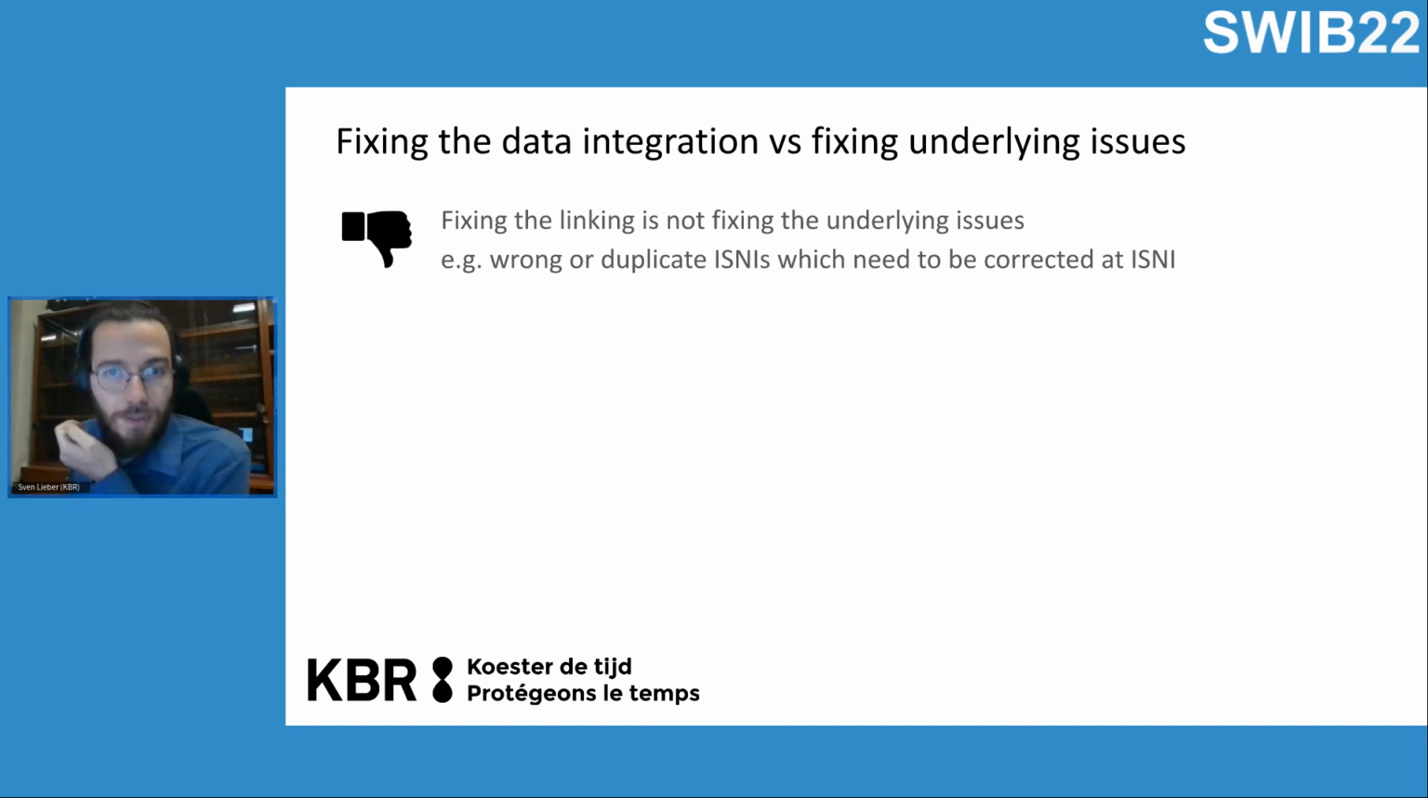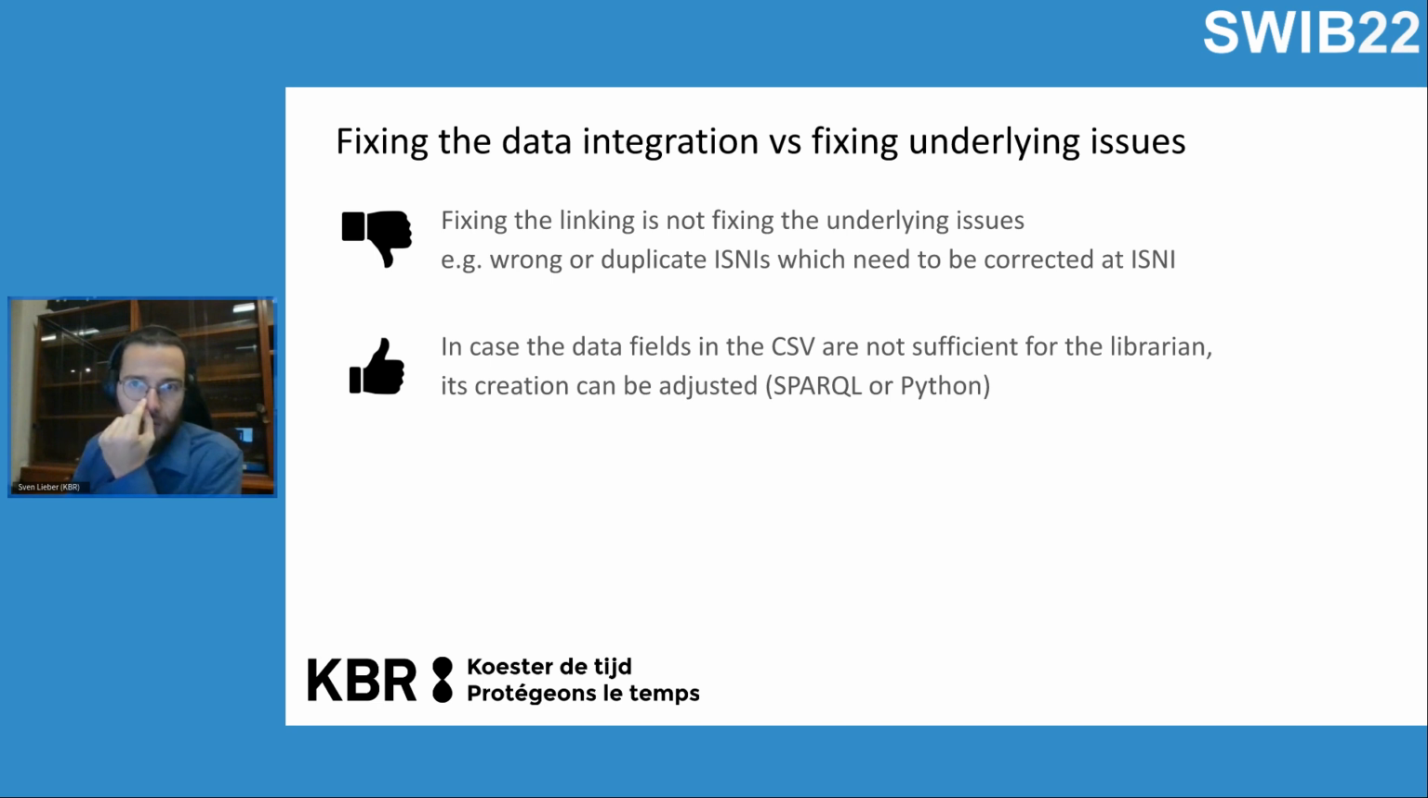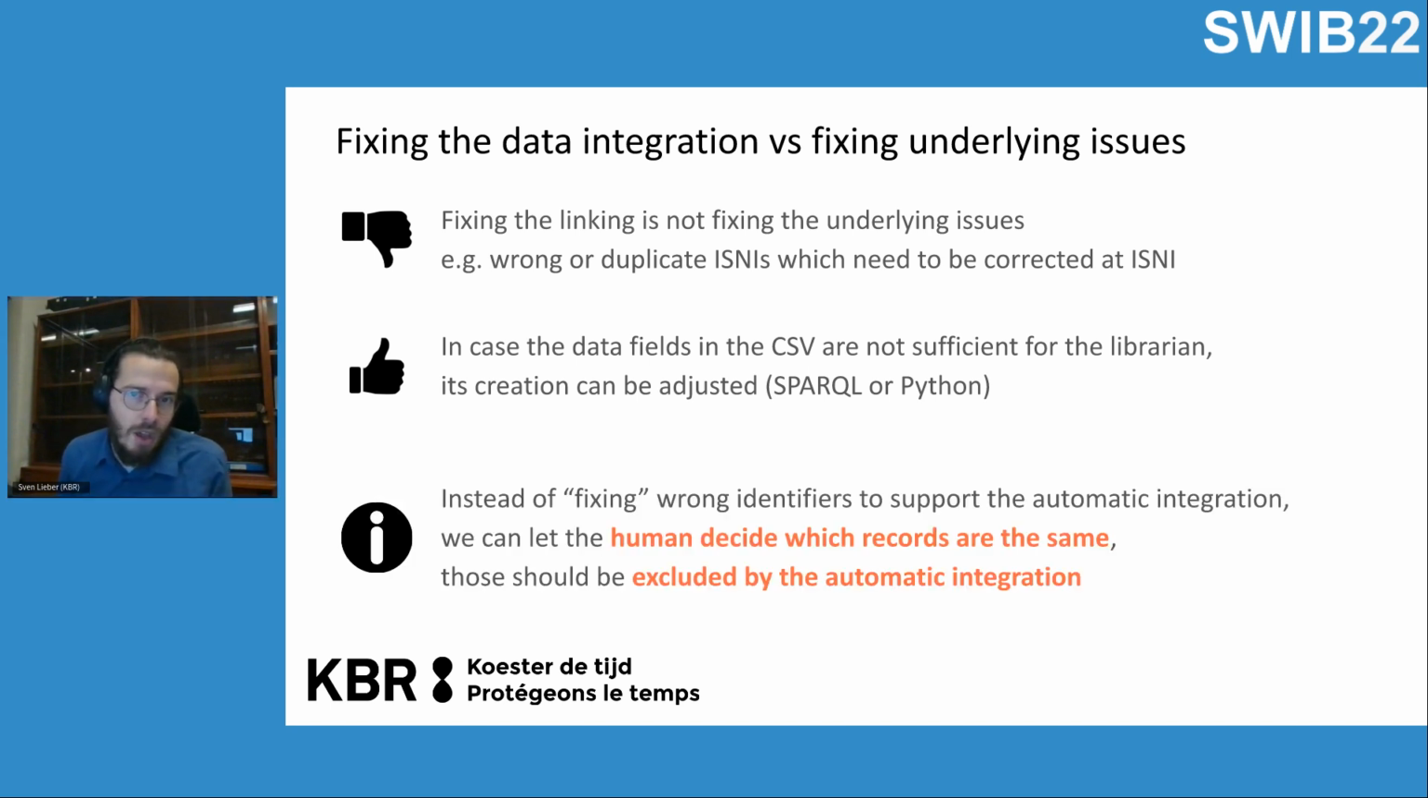And of course, the fixing of the data, as I mentioned already, we fix only the actual integration, but to fix the actual root cause, we might have to go to the data source itself. For instance, if there's a duplicate ISNI and there is really a duplicate record, that needs to be fixed outside of our workflow. In case the CSV the librarian gets doesn't have sufficient data to decide if something is wrong or a good match, we can of course always adjust via SPARQL or Python.